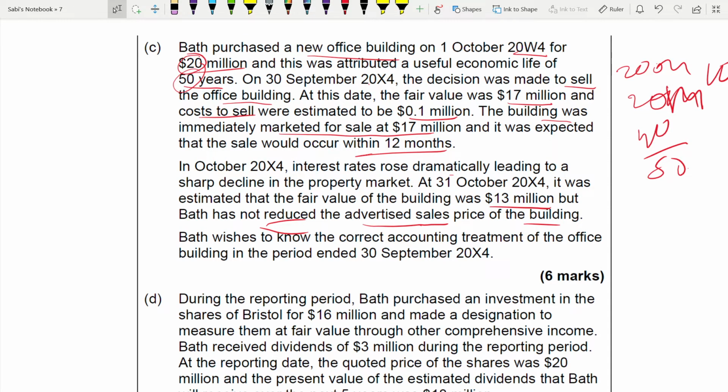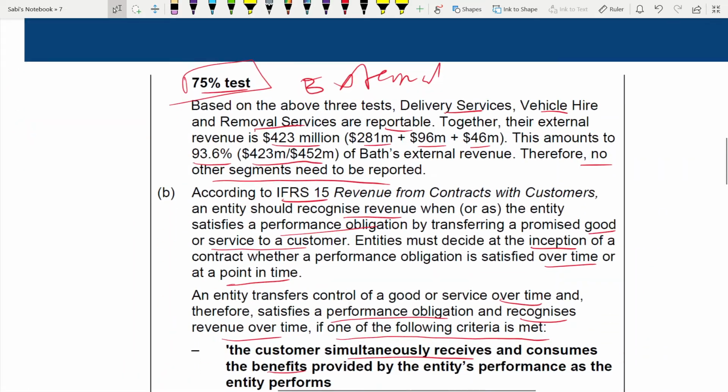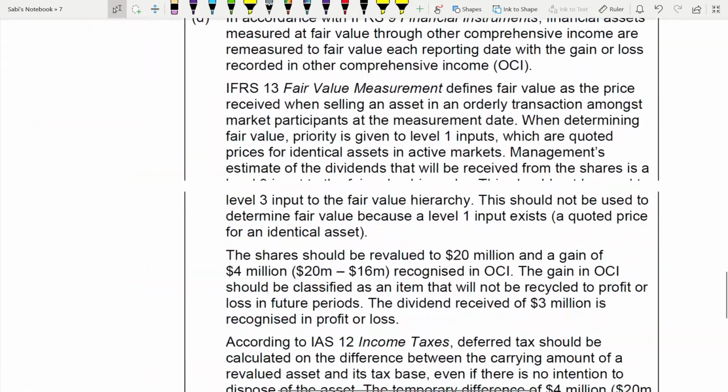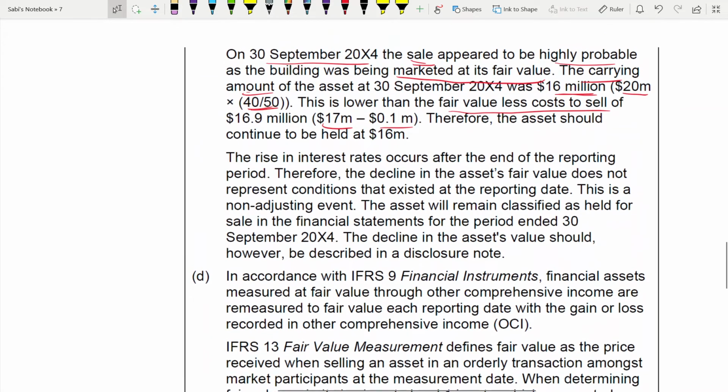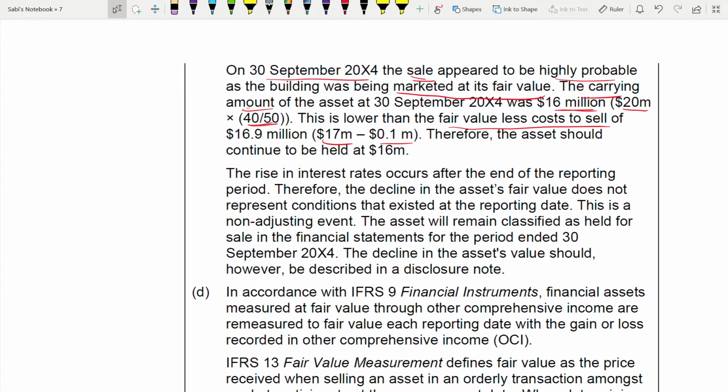Fair value is 17. Cost to sell 0.1. Correct. 17 minus 0.1 will be something less than 17 only, which is 16.9. But your carrying amount is 16. So it's correct. Carrying amount is less. So the asset should continue to be held at 16 only.